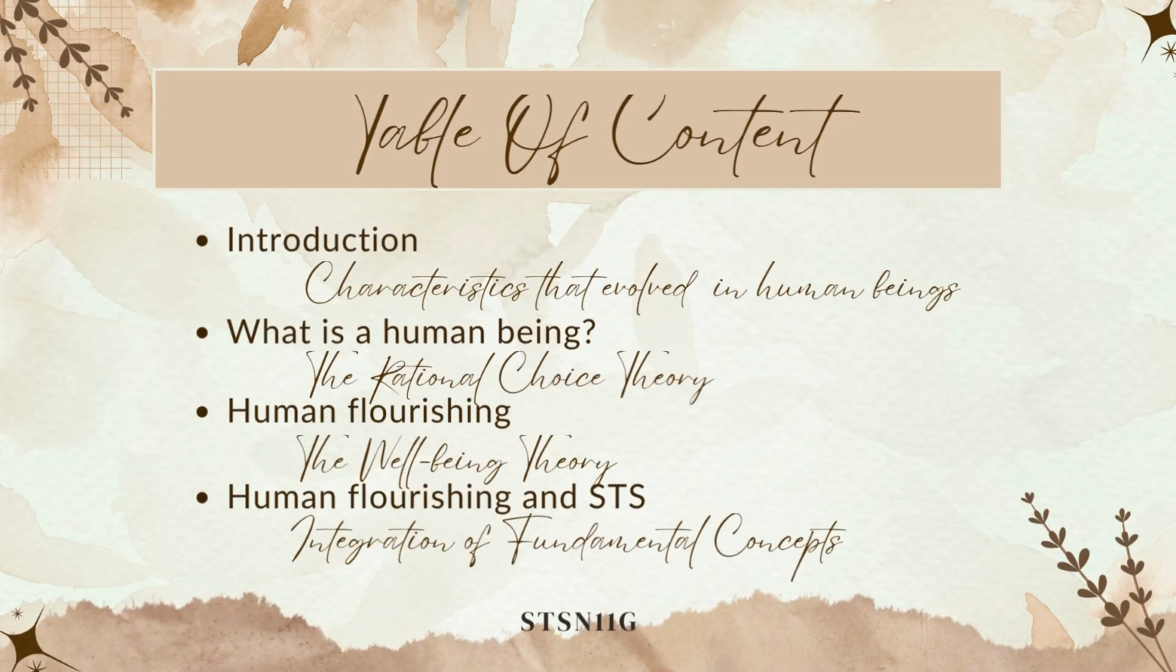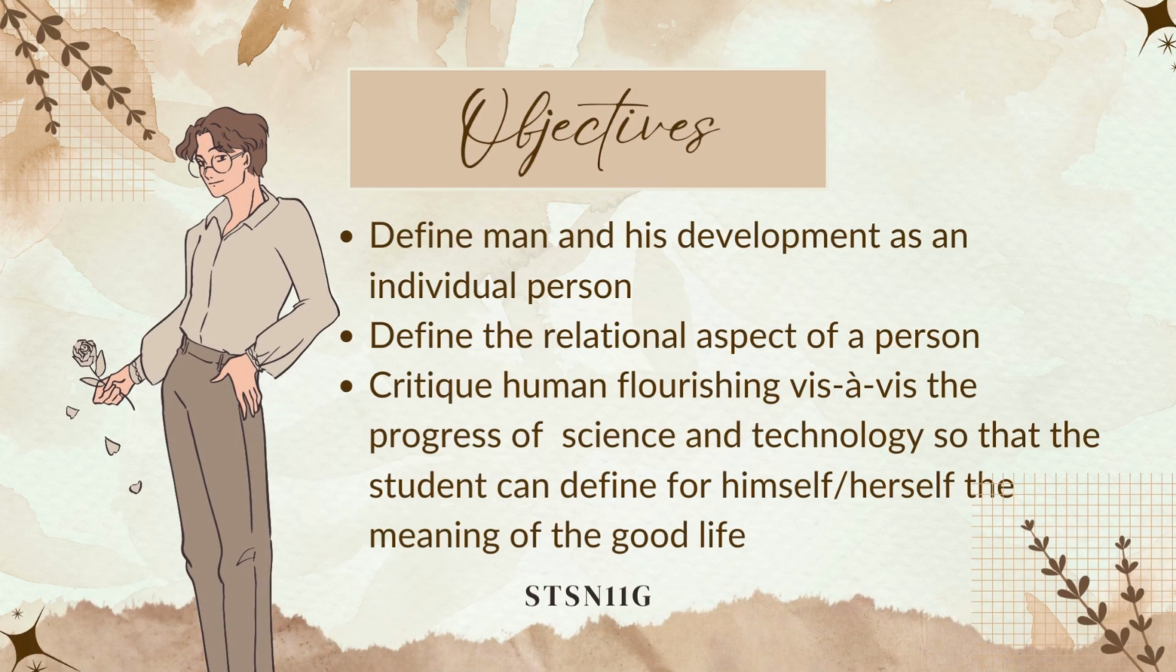In this lesson, we're going to not just simply talk about what human flourishing is, but at the same time, we're going to define what human beings are according to Aristotle, following the rational choice theory. And at the same time, we're also going to check on the different characteristics of the human beings that has evolved through time, leading to, again, the realization or the self-reflection of human beings about what human flourishing means. Okay, and later on, we're going to end the discussion with the connection of human flourishing to science, technology, and society.